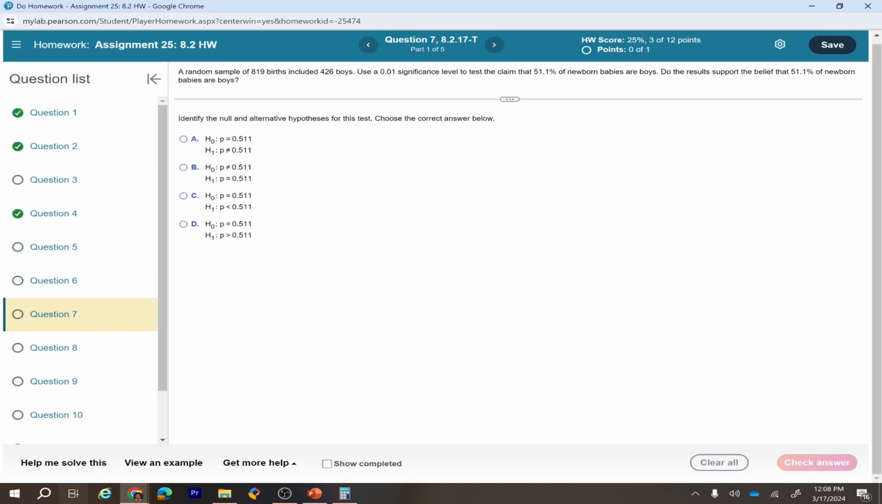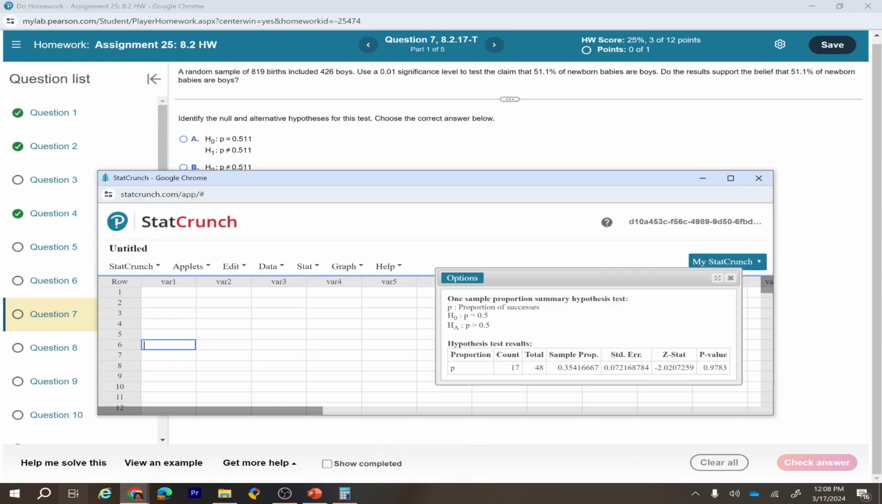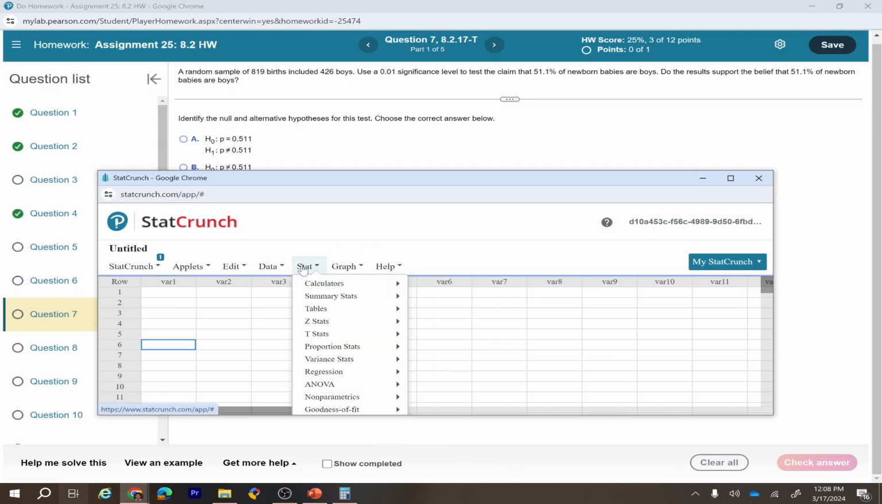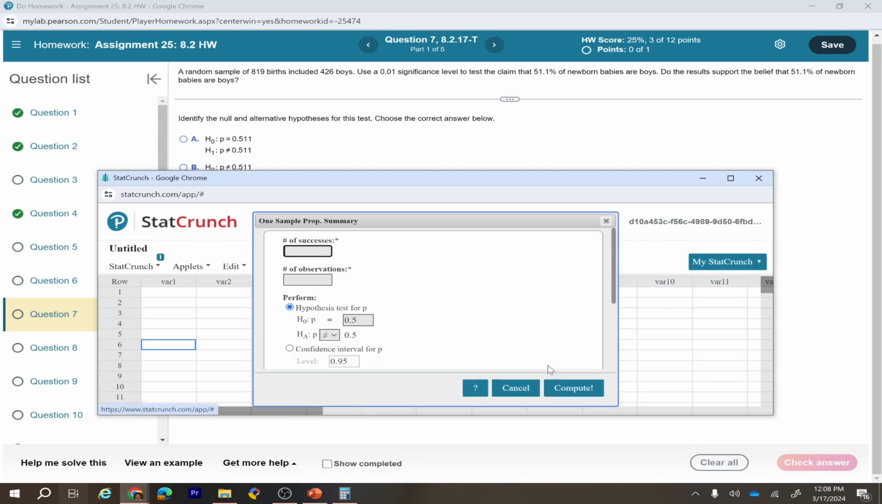A random sample of 819 births included 426 boys. Use a 1% significance level to test the claim that 51.1% of newborn babies are boys. So you go to StatCrunch. One more time, you go to Stat, you go to Proportion Stat, One Sample with Summary, and fill out this information. Our job is to find out what the claim is. The claim is that 51.1% of newborn babies are boys. So having a boy is a success. So there are 426 boys. You have to keep in mind to find the right success information.